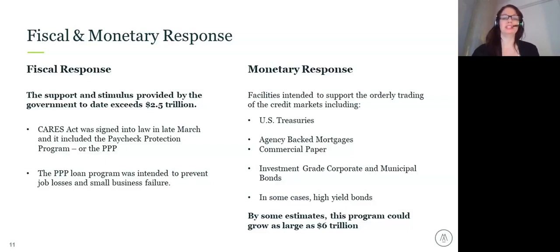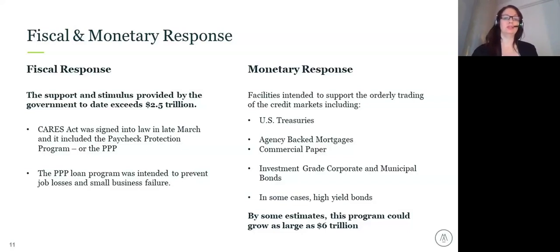Since many of these facilities had already been created in 2008, the Federal Reserve really just had to dust them off and reopen them. So these facilities are in place for the Fed to make open market purchases in U.S. Treasuries, agency-backed mortgages, commercial paper, investment grade corporate credit, and municipal bonds, and in some cases does allow for the purchase of certain kinds of high yield securities.